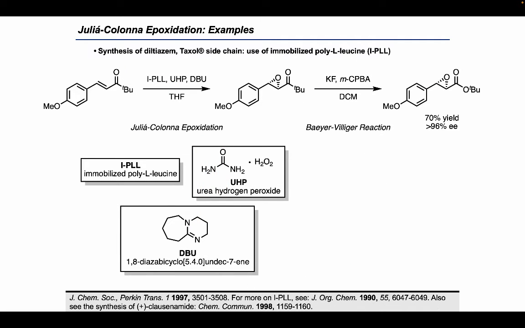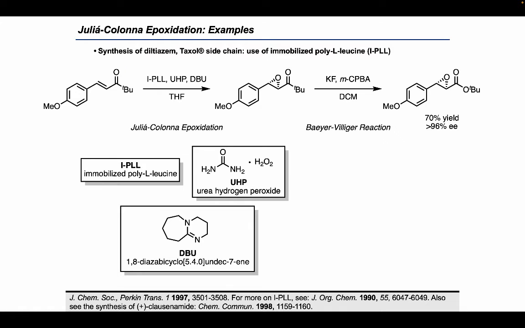Now, let's see how the Julia-Colonna epoxidation has been used in practice. In 1997, it was demonstrated that the tert-butyl ketone shown could be treated with immobilized poly-L-leucine, or IPLL, urea hydrogen peroxide, and DBU to reach the corresponding enantioenriched epoxide.